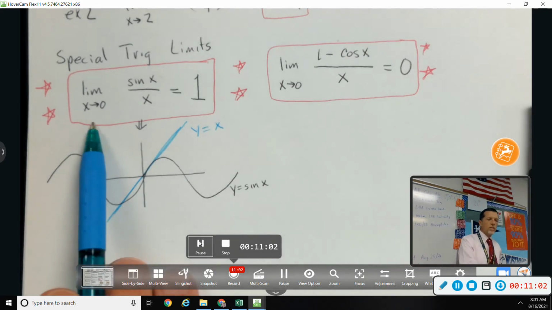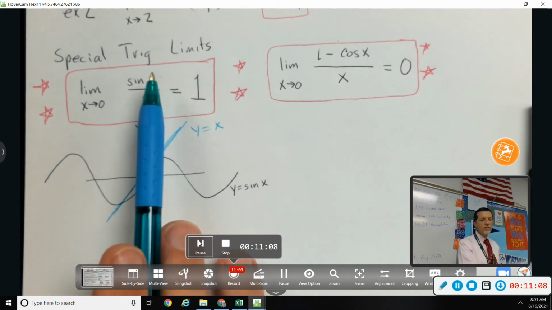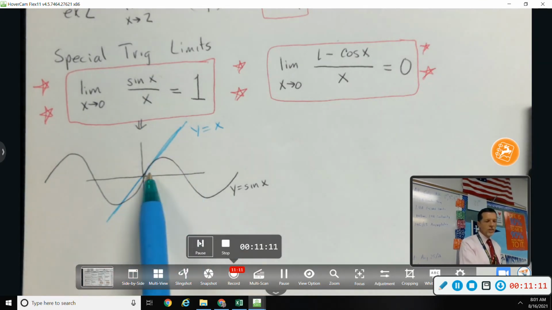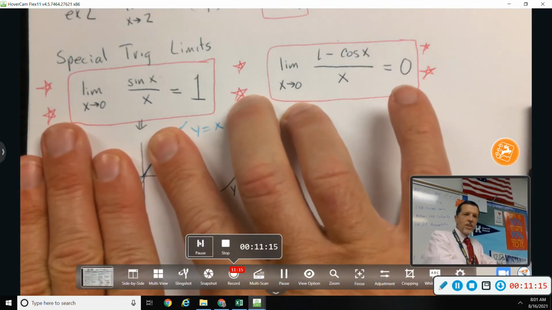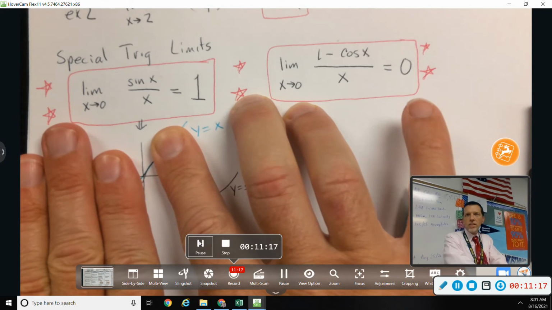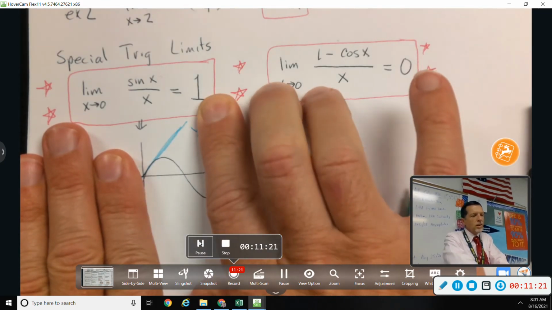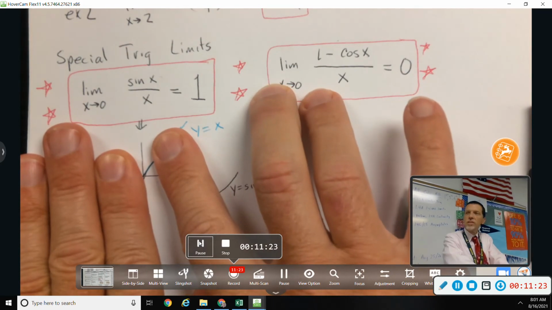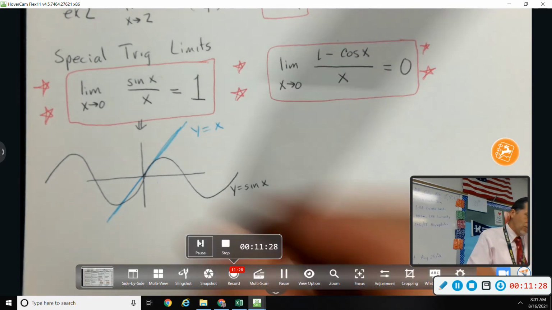And so my limit as x gets close to 0, so I'm looking right down here at the origin, of the ratio of sine of x over x. Well, if I zoom in really far and look really close into the origin right there, they look like they're the same thing. They're really close to each other. So it makes sense to me that that ratio is 1 because they're pretty much the same thing. Again, you don't have to memorize that. You can just memorize that it's equal to 1.